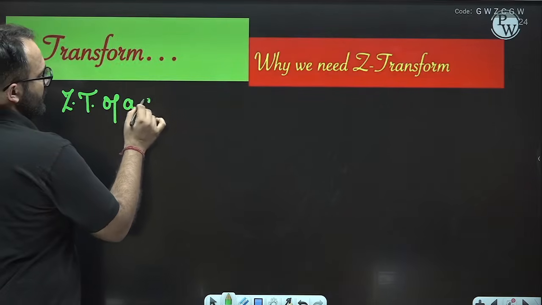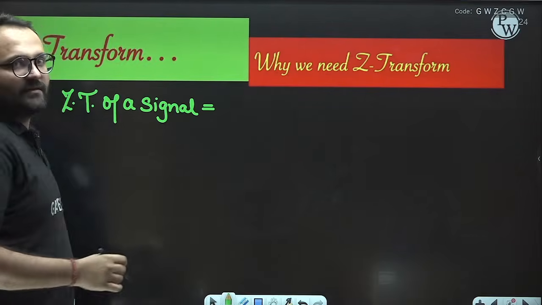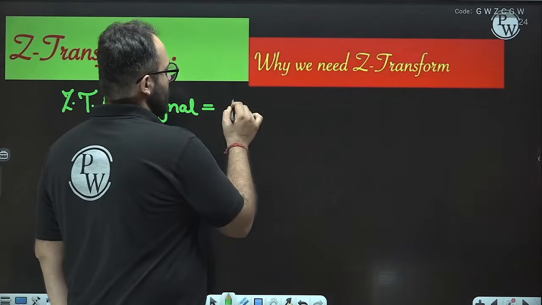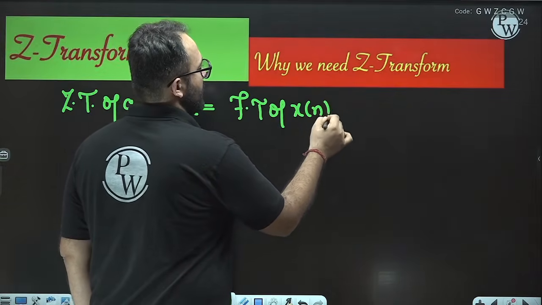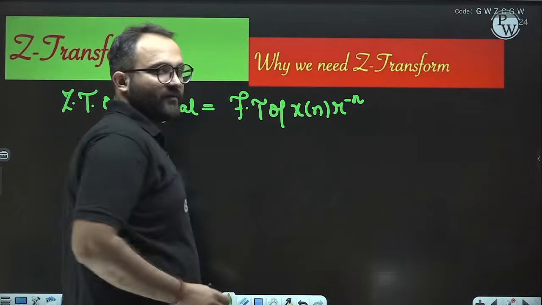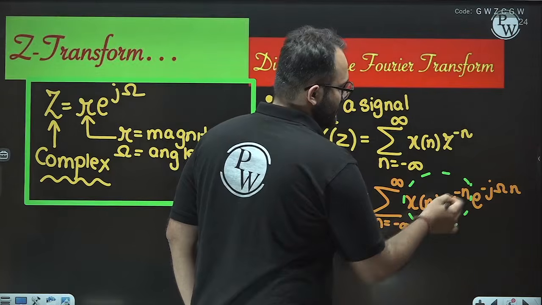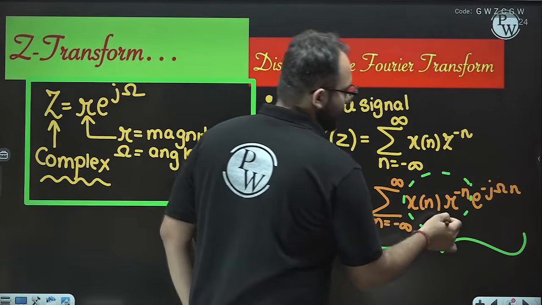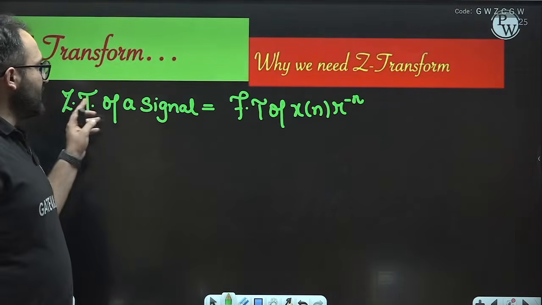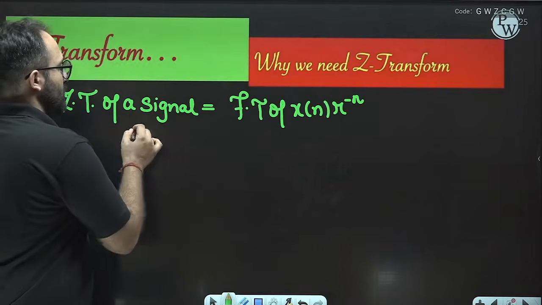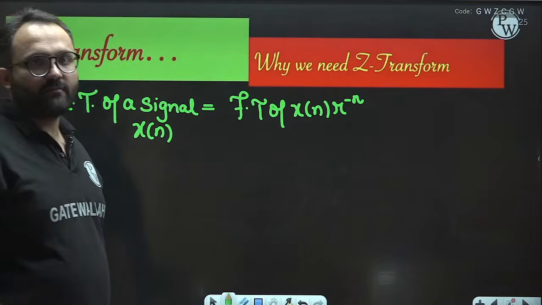Z transform of a signal is equal to Fourier transform of x[n] r to power minus n. If we assume that this is a signal, then this formula is actually the Fourier transform of this signal, the signal in the dotted line. So we can say that Z transform of a signal x[n] is equal to Fourier transform of the signal x[n] r to power minus n.